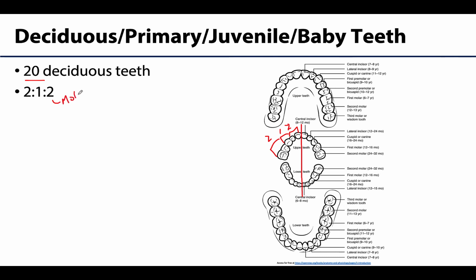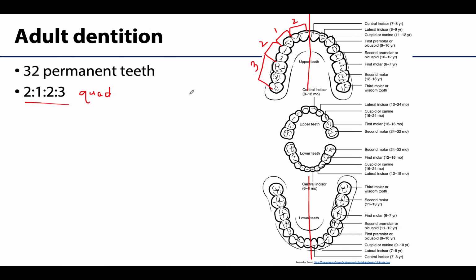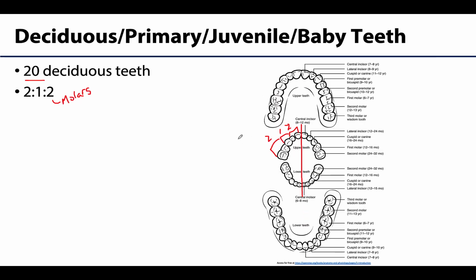Okay? So what type of tooth are we missing here? So we had the 2 incisors, 1 canine, 2 molars. What type of tooth is missing? That's those premolars that we had here. So we do not have premolars when we're talking about deciduous or primary teeth. So this is canines, incisors, and molars.